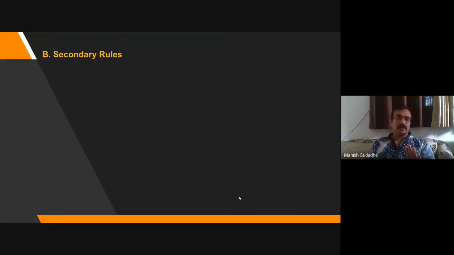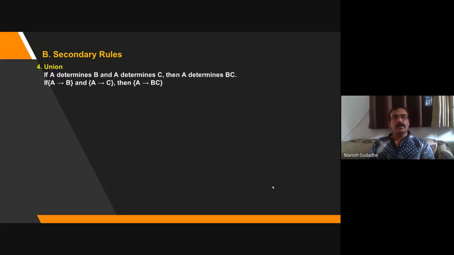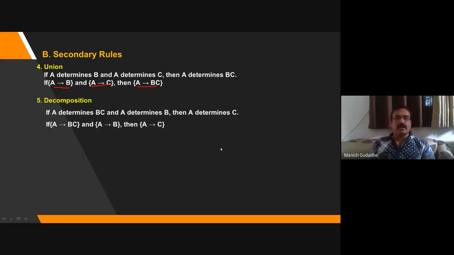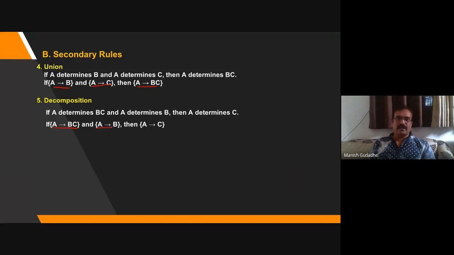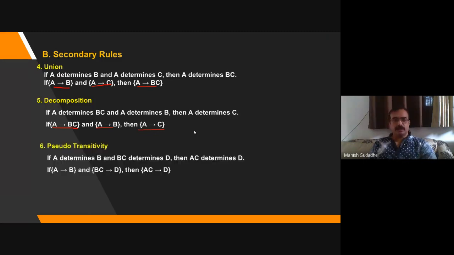Secondary rules. There are 4 secondary rules. One is the union rule. Not difficult to understand. A determines B and A determines C. That means A can determine the combination of these, made together. A determines B and A determines C, hence A determines BC. Union rule, making it together. Exactly opposite to that is the next rule, the decomposition rule, where if A determines BC, then I can say A determines B and A determines C separately. Union and decomposition are opposite to each other.